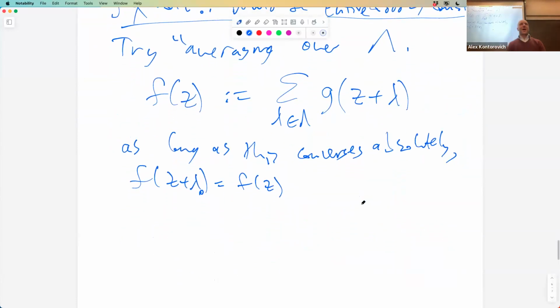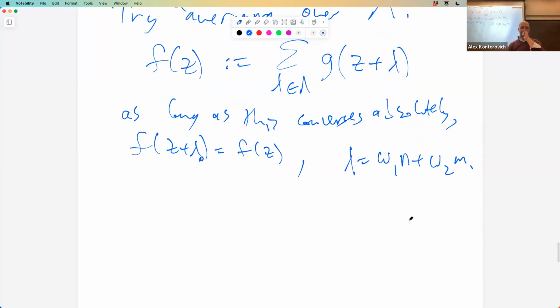How do we make this converge? What's a typical element lambda? A typical element is like W1 n plus W2 m. The lattice lambda is generated by W1 and W2, where n and m are integers. W1 and W2 are fixed. We're saying, suppose these are the periods, kind of like the eccentricity of the ellipse. The k wasn't even a parameter; it's just fixed from the beginning. So this W1, W2 we think of as being fixed.